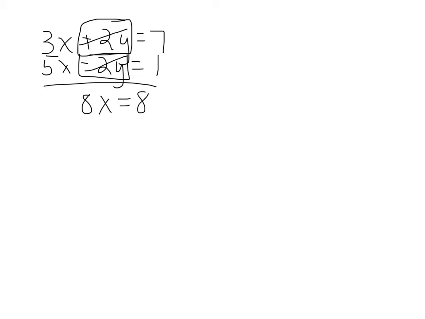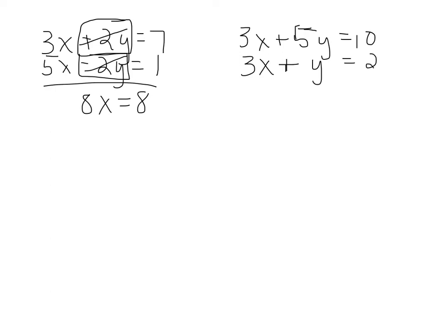However, if I say 3x plus 5y equals 10, and 3x plus y equals 2. As it stands, nothing cancels out. So we want to make all of these signs the opposite, because that means I've multiplied by negative 1. Now the x's cancel out. 5y minus y is 4y equals 8.